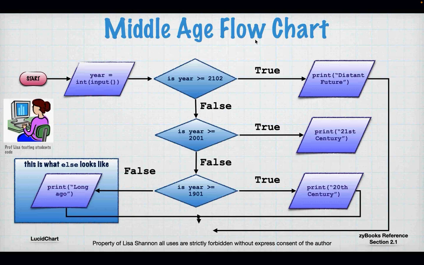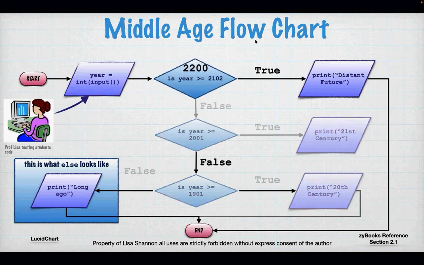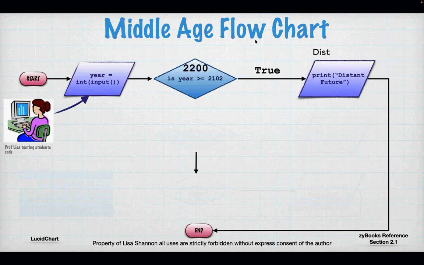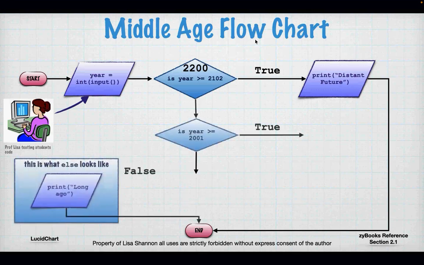The three opportunities for true will print whatever the statement evaluates to. Otherwise, it's going to go over into that what looks like an else. So this is a more complicated flowchart, but it gives us an idea of why it's mutually exclusive. So if I put in the year 2200, 2200 is greater than 2101, and this is what Python sees, except for that errant little arrow. It's going to print the distant future.